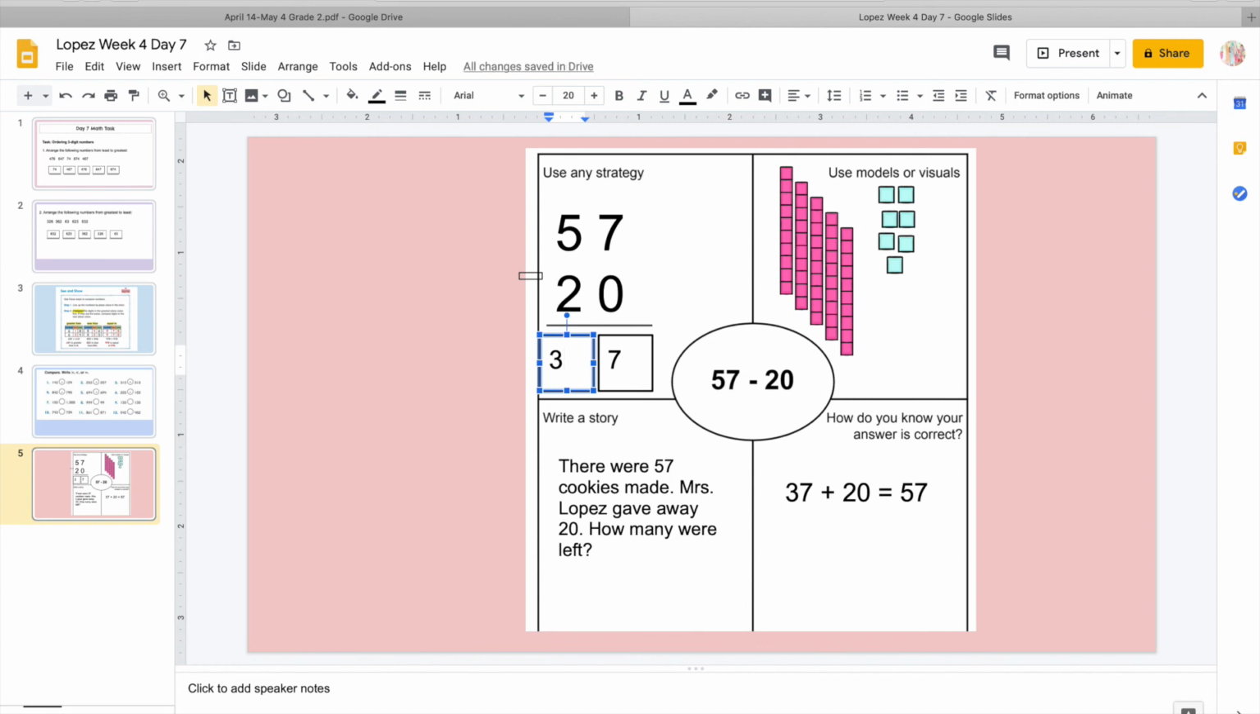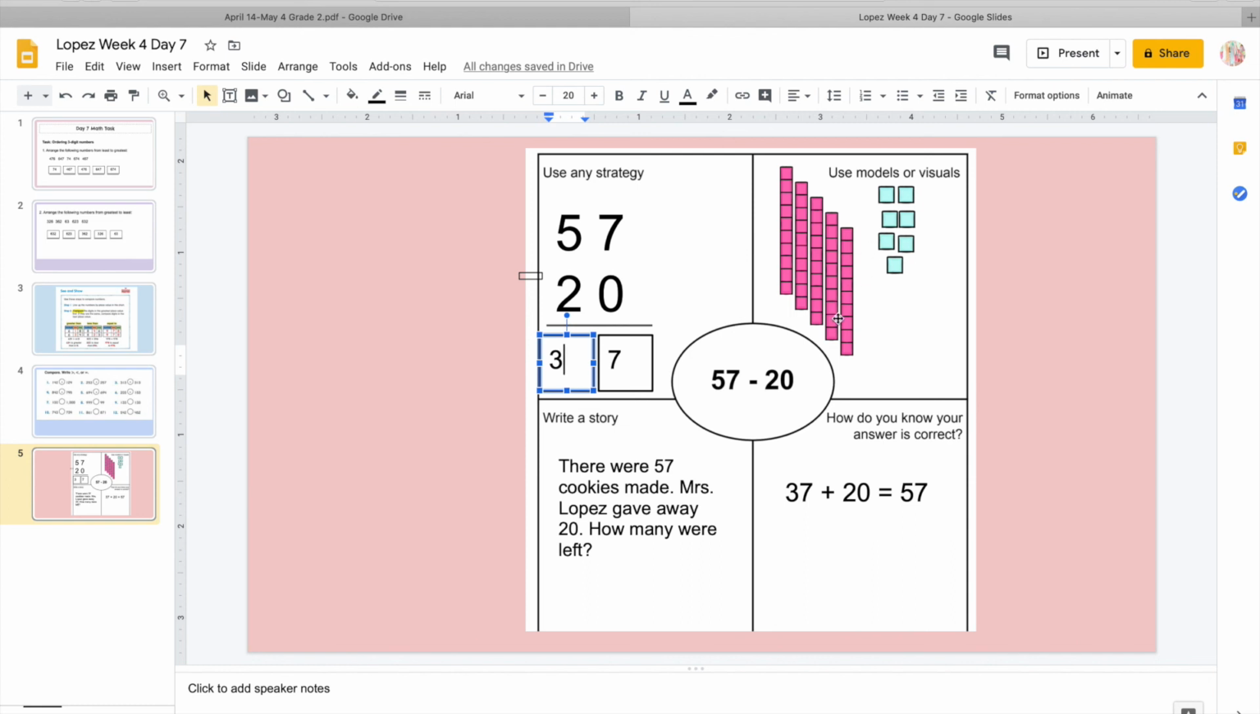But we're not going to stop there because they want us to represent this equation in multiple ways. The next way we're going to represent this is using models or visuals, where we represent 57 using base 10 blocks, and then we're going to take 20 of those away. So let's make sure we have 57. Each of these 10 bars is worth 10: 10, 20, 30, 40, 50. Each of these is worth 1: 1, 2, 3, 4, 5, 6, and 7. So we have 57 represented, and now we're going to take 20 of these away.